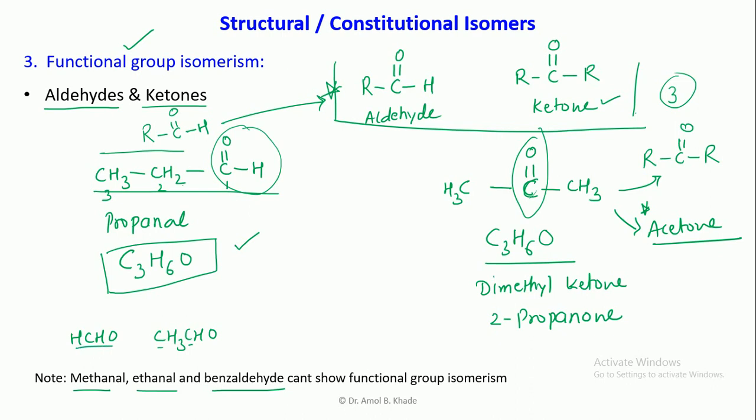Even in methanal it is not possible. Even it is not possible in benzaldehyde. So benzene plus CHO. In this case also we cannot convert it into a ketone, because there is only one carbon of this aldehyde group and another carbon of the benzene ring. So we cannot convert these 3 compounds into their functional group isomer, that is the ketones. So these are the compounds which will not show functional group isomerism, but other aldehydes and ketones can show it, or can be rearranged into the functional group isomeric form.